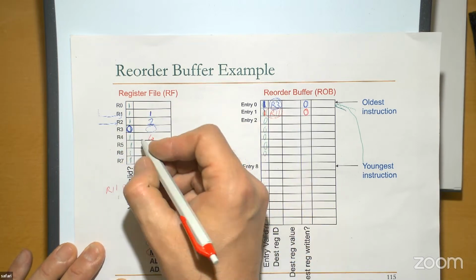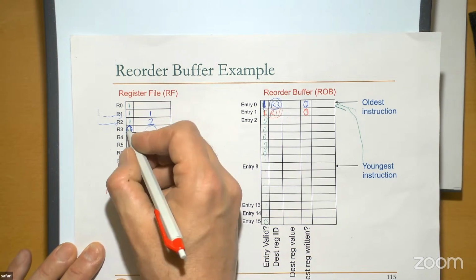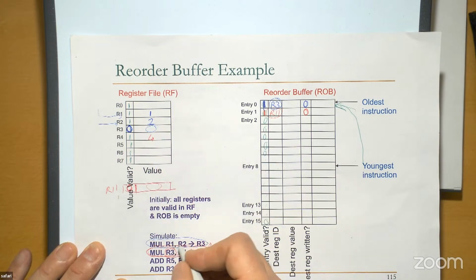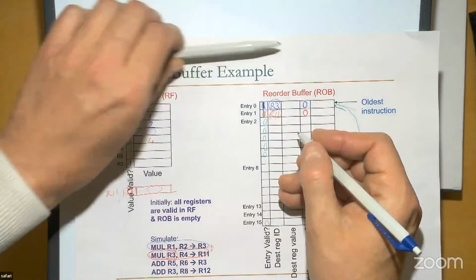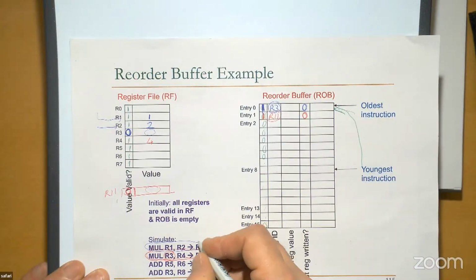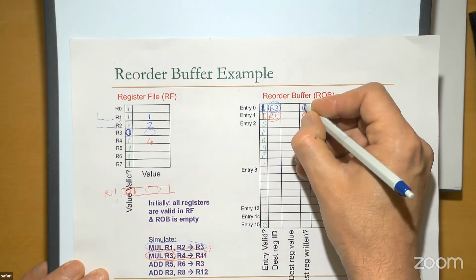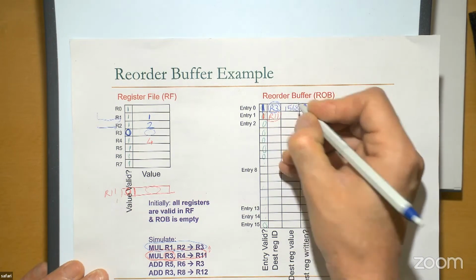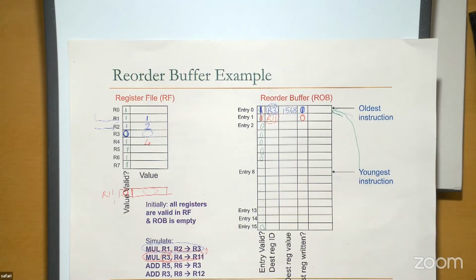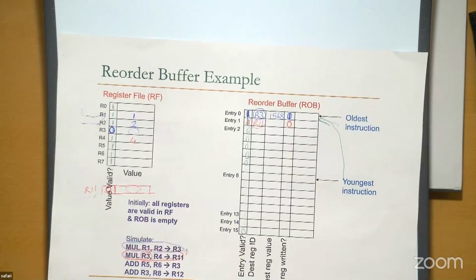R3 is not here because this was 0. And this multiply, let's say this instruction, had written this R3. So let's assume that this multiply instruction wrote to this R3, and there's some value over here. I don't know, 1,568. I just made it up. Now this value is here.